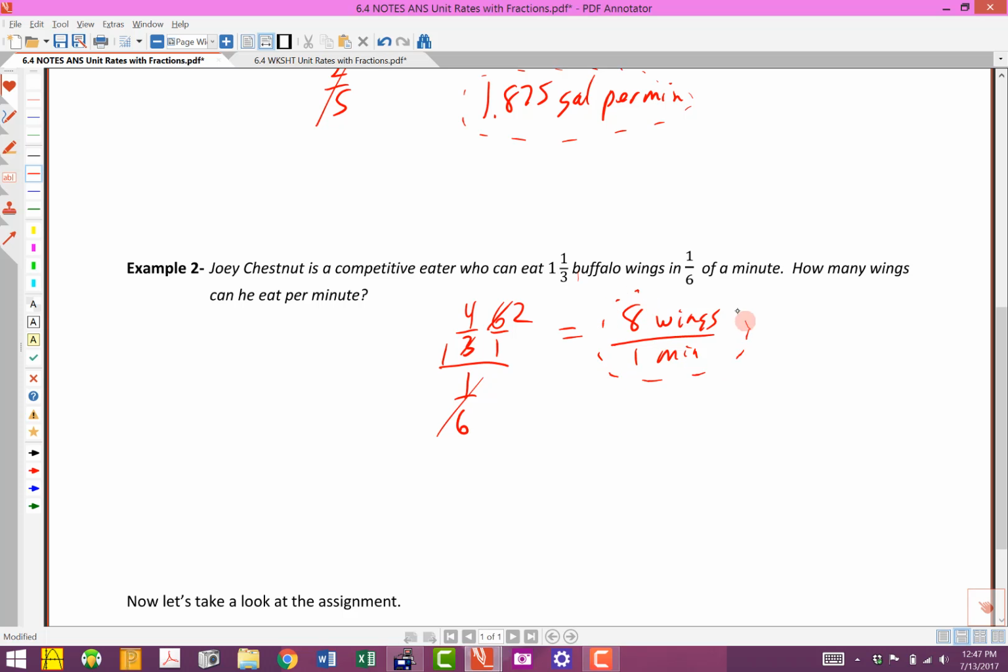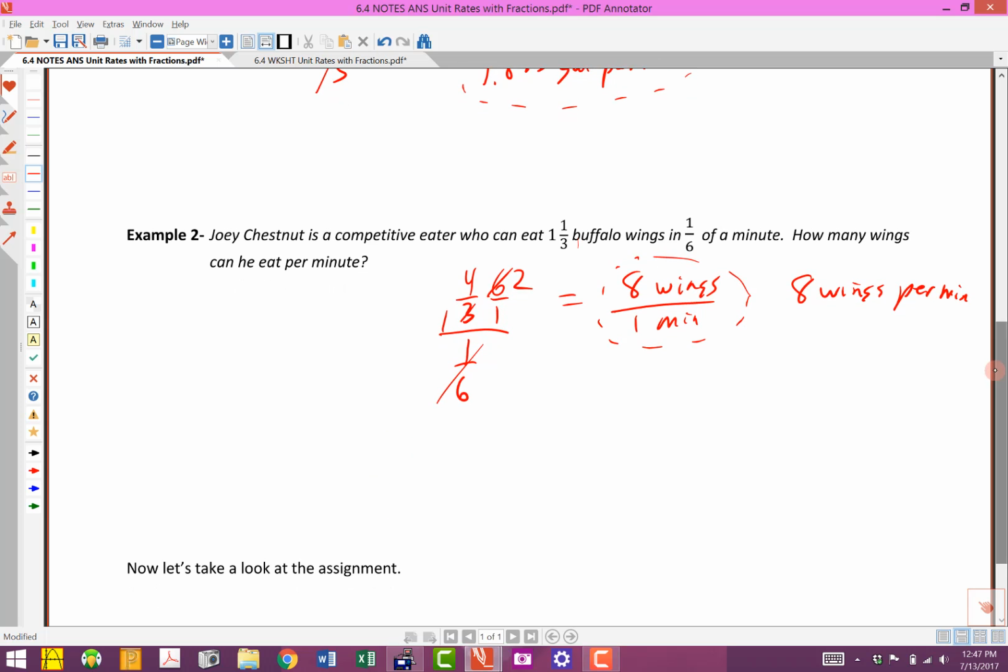So we could write it like that. We could also write it as 8 wings per minute. And again, the nice thing about writing the 1 right here is reminding us this is what makes a unit rate. The denominator is a 1. We're always making comparisons with 1, so that if we had somebody else that could eat a different number of buffalo wings in a different fraction of a minute, we could then convert that into a unit rate, and then we could make a comparison. And if they ate more than 8 wings, we know they're faster. If they ate less than 8 wings, then they eat slower. So that's how we do that.